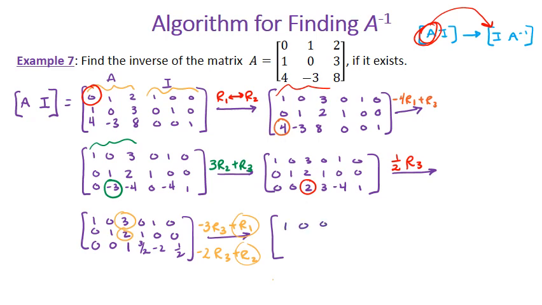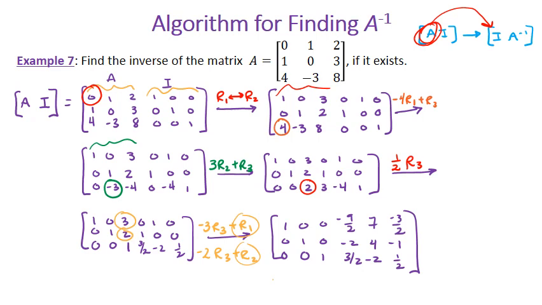1, 0, 0, -9/2, 7, negative 3 halves, 0, 1, 0, negative 2, 4, negative 1, and 0, 0, 1, 3 halves, negative 2, and 1 half. The third row stays the same.